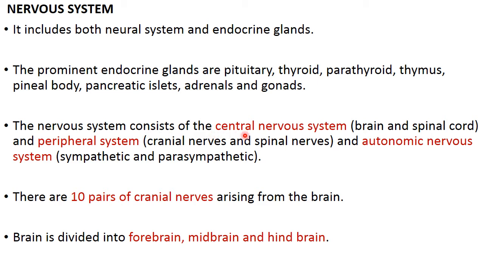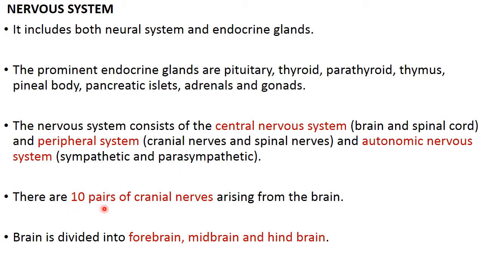Central nervous system है, that is the brain and the spinal cord. Peripheral nervous system which comprises of the nerve fibers arising from the brain and the spinal cord, that is the cranial nerves and the spinal nerves. And autonomic nervous system which comprise of these two, sympathetic and parasympathetic. So ये frog में भी है.